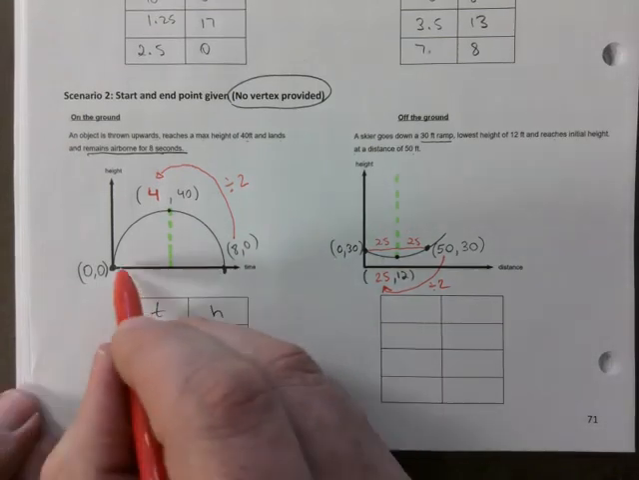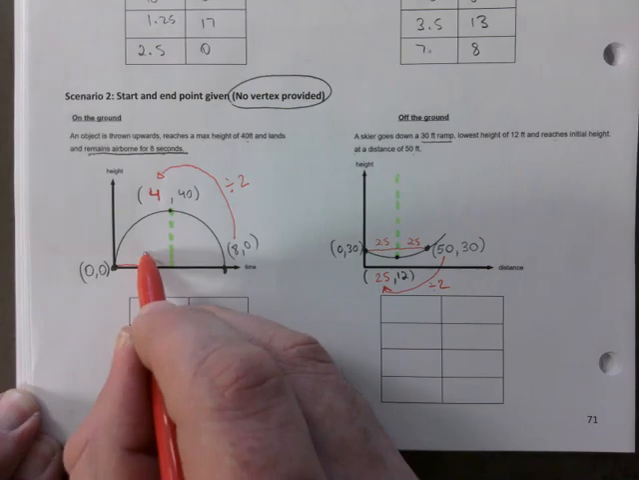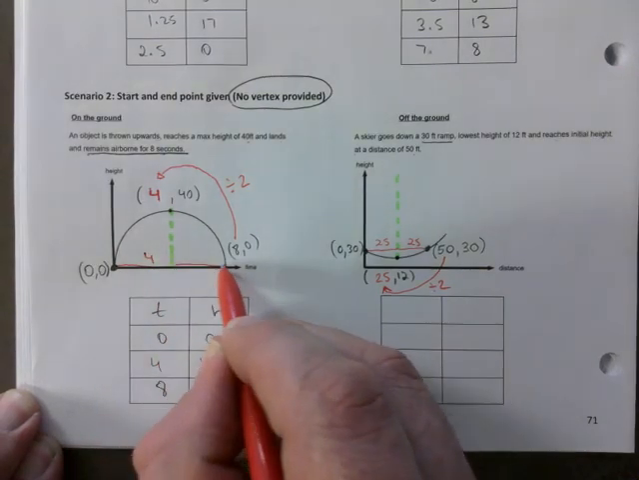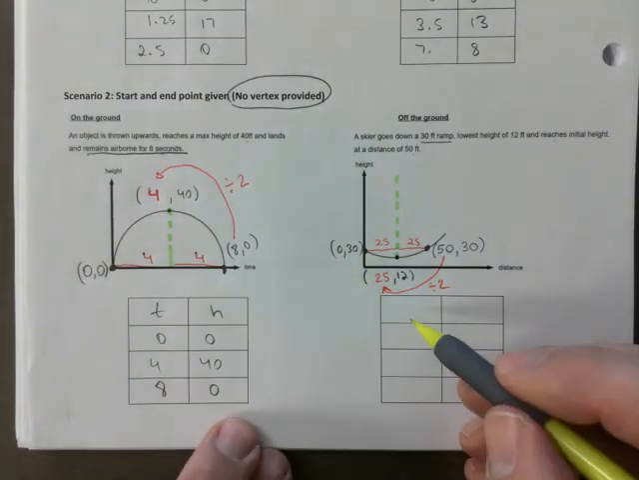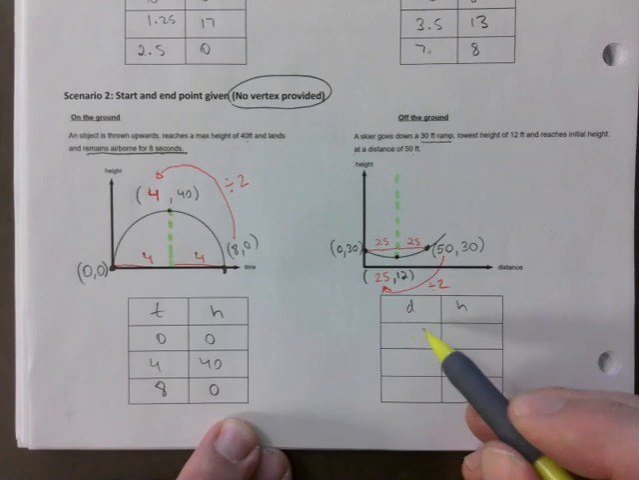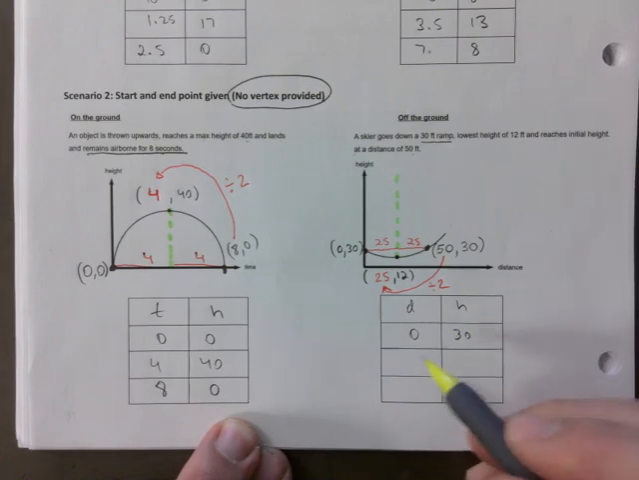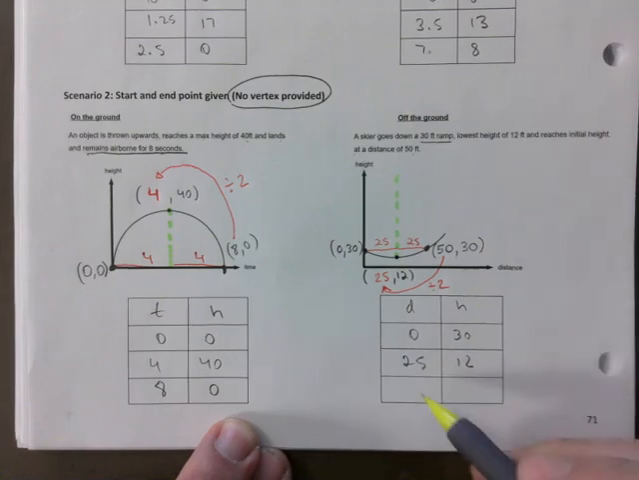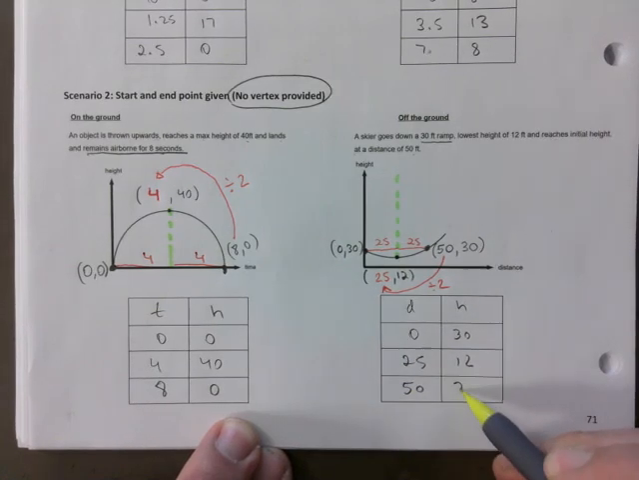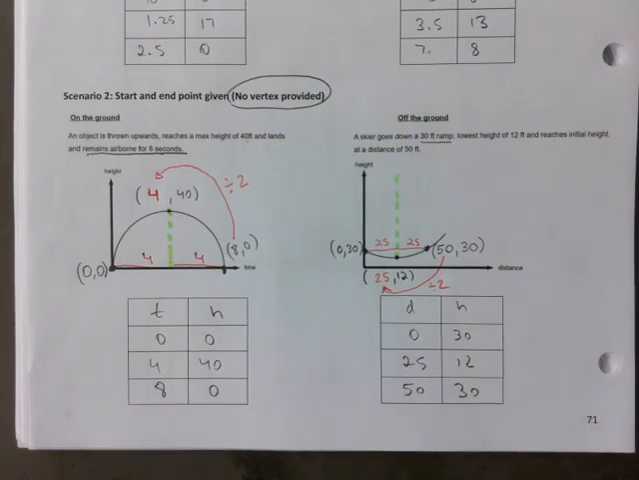Same here, if you care to do this, this is 4, and this is another 4. So you should be able to observe that pattern. So this would be distance and height: 0, 30, 25, 12, and 50, 30. There we go.